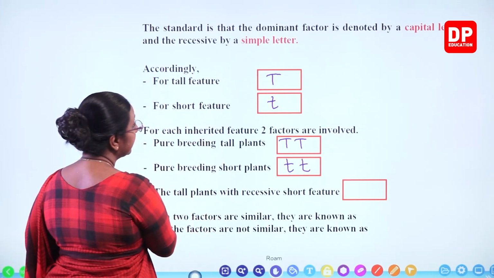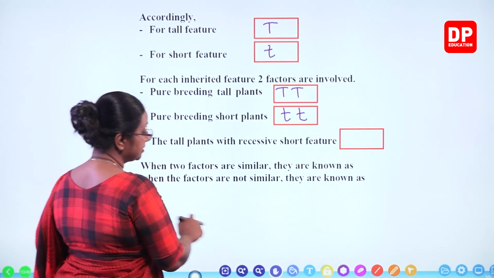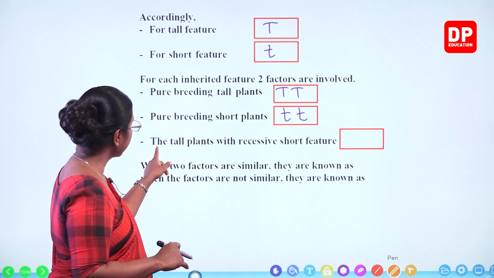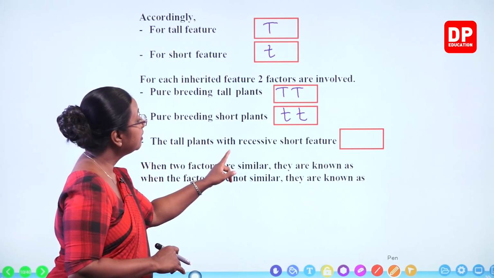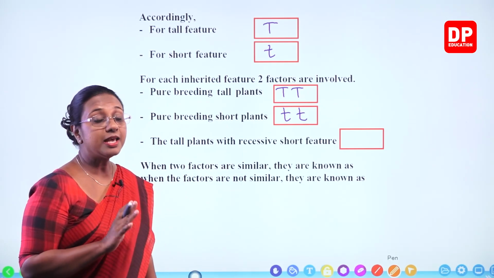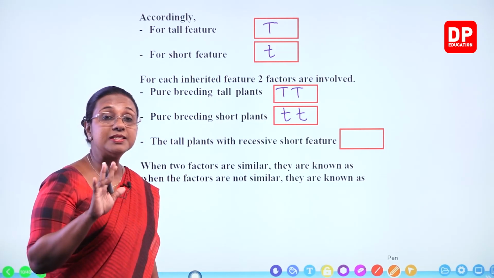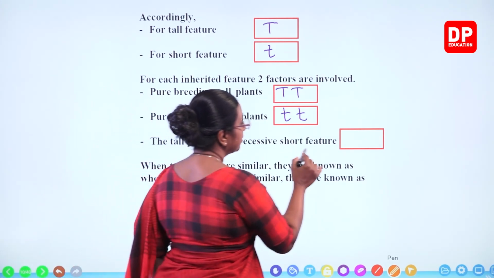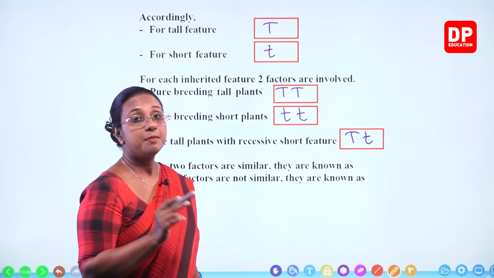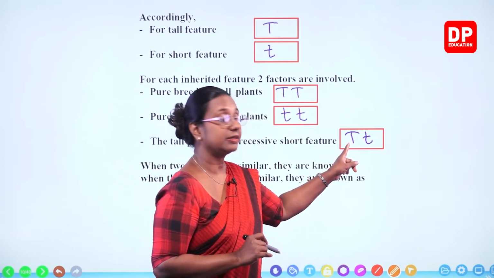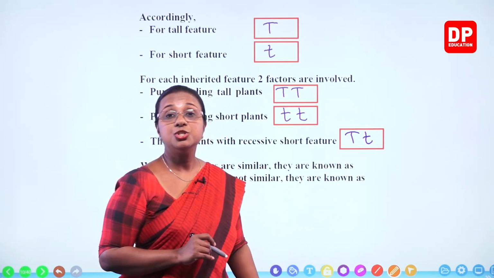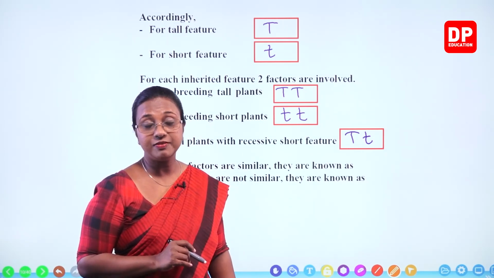Then there is another plant where it is not a pure breed, but these are the tall plants with recessive short feature. They are not pure breeds. So there is a mixing of characteristics. So the factors will be capital T and simple t. But since the tall character, capital T, is the dominant character, simple t, that is the short character, is the recessive character.